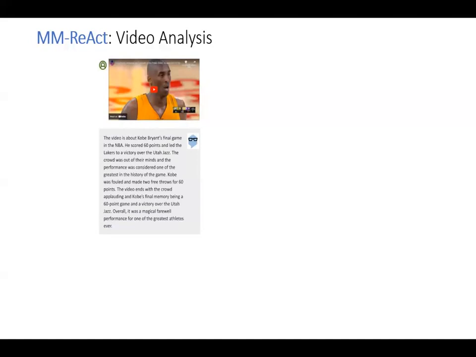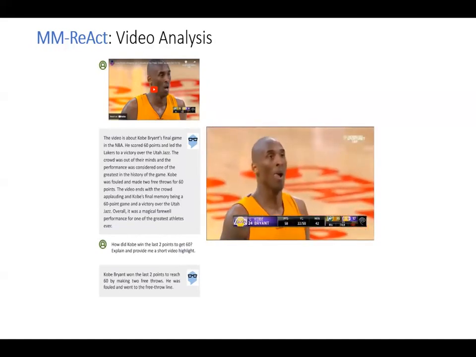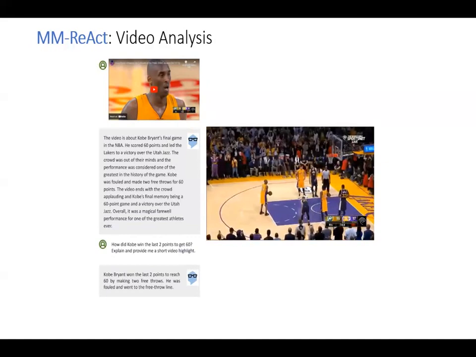MMReact first returns a detailed summary about the video. We then ask a grounding question: How did Kobe win the last 2 points to get 60? Explain and provide me with a short video highlight.